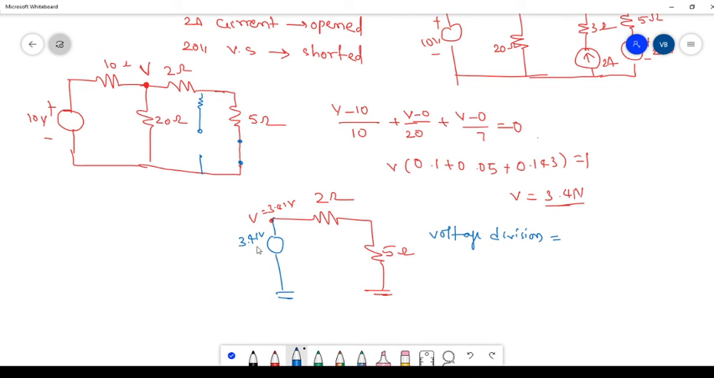So what is the total voltage here? That is 3.41 into, in which resistor are we going to calculate the voltage? In the 2 ohms resistor. So 2 by the total resistance, which is 2 plus 5. That is the voltage across the 2 ohms resistor, and we get 0.97 volts by considering the first voltage source, that is 10 volts.